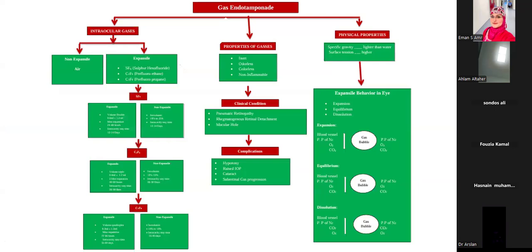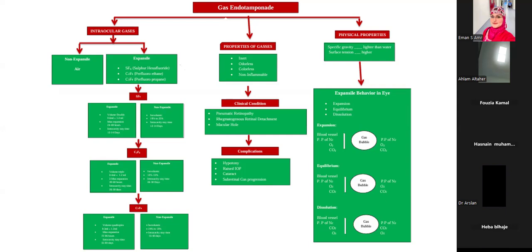This is a table about the gases which we put in the eye. There are three most important gases: SF6, C2F6, and C3F8. And you can see the properties of those gases in this picture. The most important thing is how a gas expands.